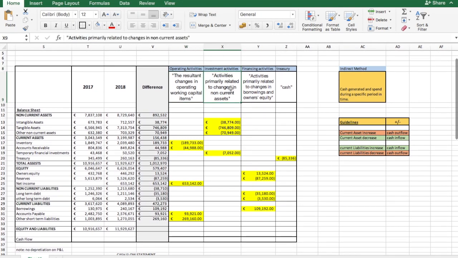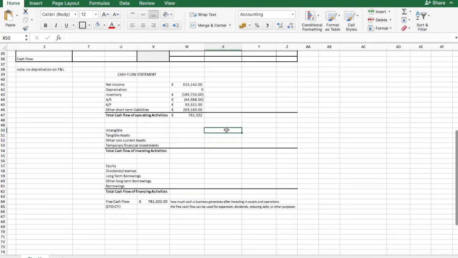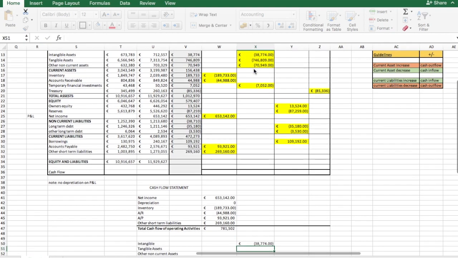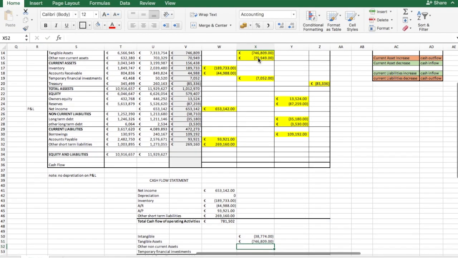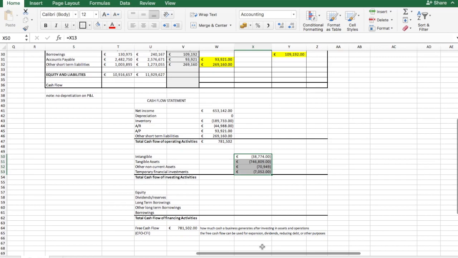Then we go to the next section, which is investing activities. So we just put all the information down of all the investments that the company made, which is this one to this one. And we just add the result.